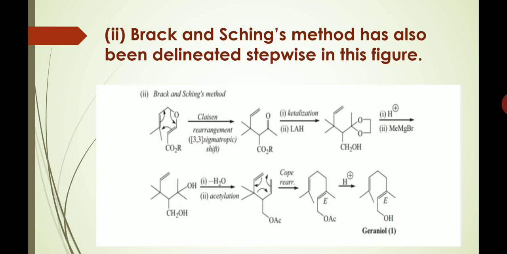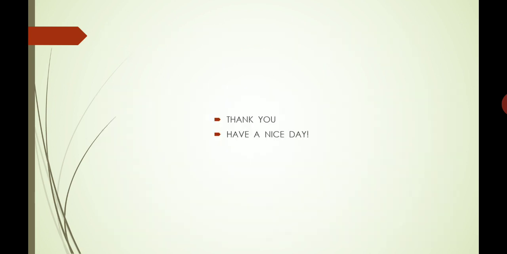The second synthesis was given by Brack and Shinks. We can call it the Brack and Shinks method. It has also been delineated stepwise in this diagram. Here we can see the synthesis of geraniol. So this is all about the structure determination of geraniol.